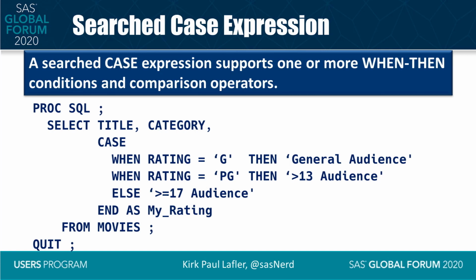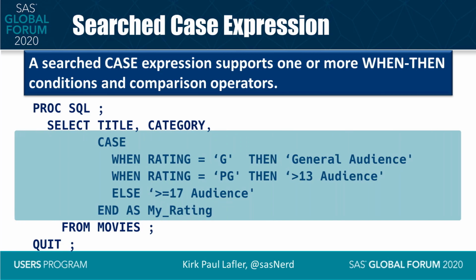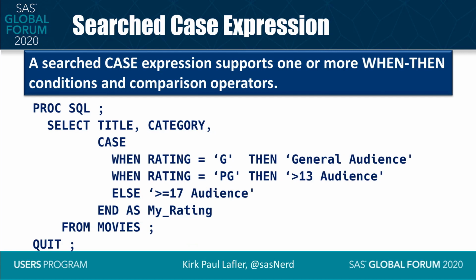For example, we can specify in our select query title and category, and then our embedded case expression. When rating equals G, then assign a value of general audience to my rating. When rating equals PG, then assign greater than 13 audience to my rating. Else, assign greater than or equal to 17 audience to my rating. Now this gives us the ability to use not only equality scenarios, but other comparison operators: less than, greater than, not equal, etc.